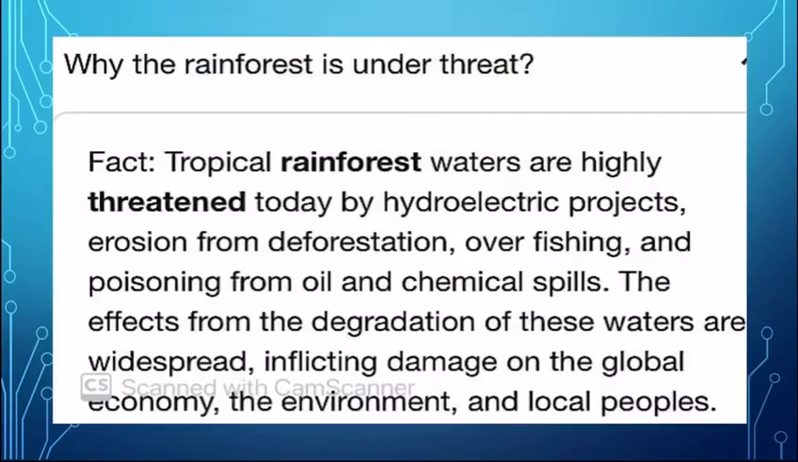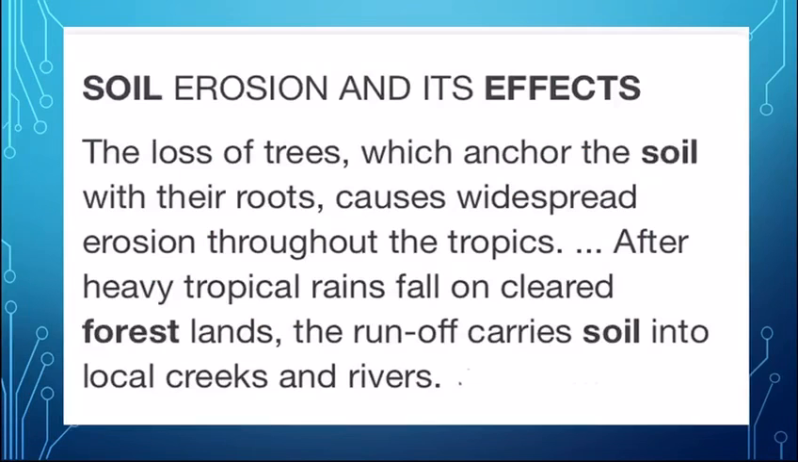Tropical rainforest waters are also highly threatened today by hydroelectric projects, erosion from deforestation, overfishing, and poisoning from oil and chemical spills. The loss of trees, which anchor the soil with their roots, causes widespread erosion throughout the tropics. Why? Because when the trees are present, they save the soil and its nutrients. But once the trees are gone, obviously the soil is washed away with the nutrients because of the heavy rainfall.